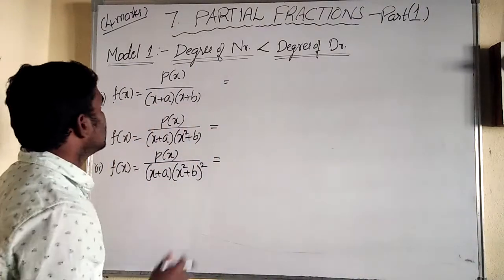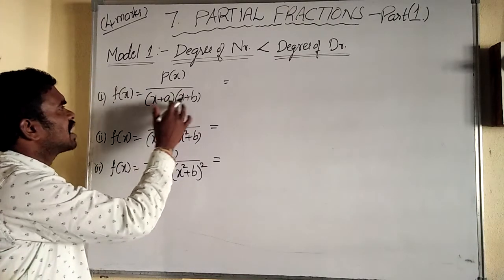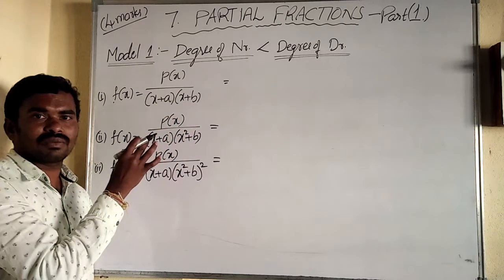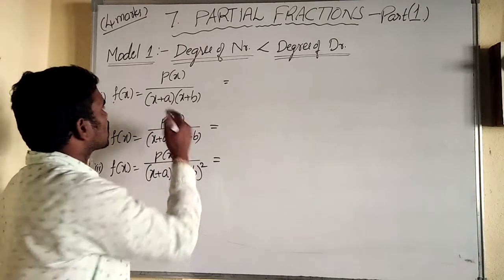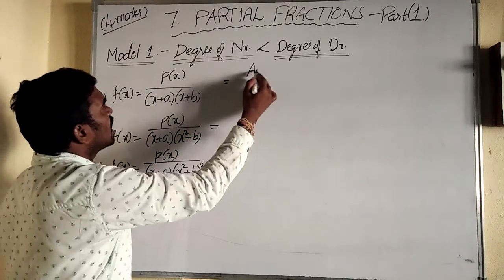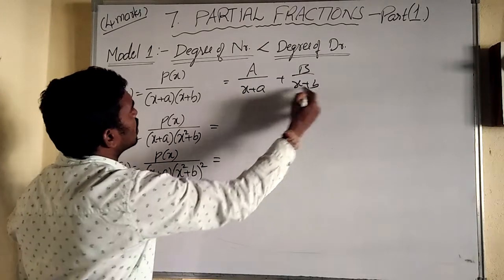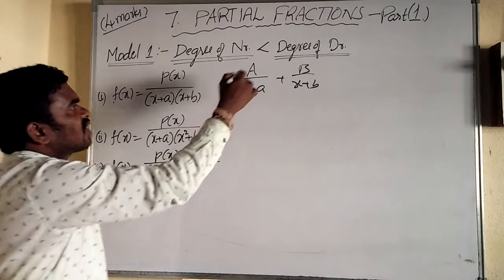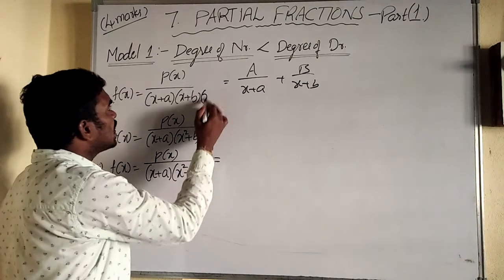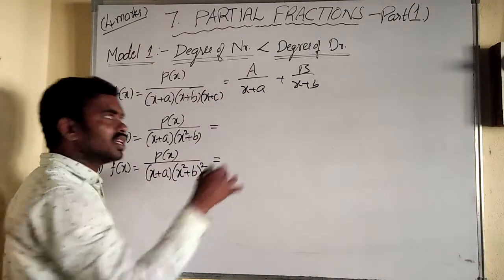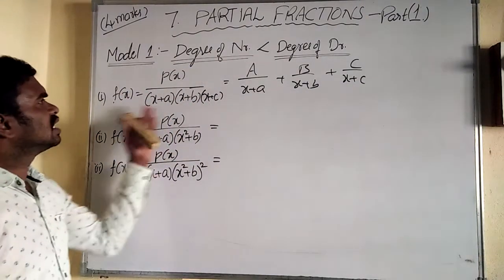part. Suppose a fraction f of x is equal to p of x by (x plus a) into (x plus b). Here the denominator is more important than the numerator. So based on the denominator, we can split the partial fraction. In this type, we can simply write A by (x plus a) plus B by (x plus b). Equating and comparing this, we can find A and B. After finding A and B, we can write the solution. Very simple question. Of course, if 3 terms are there, then write one more term, that is C by (x plus c). So better to write this as case 1.